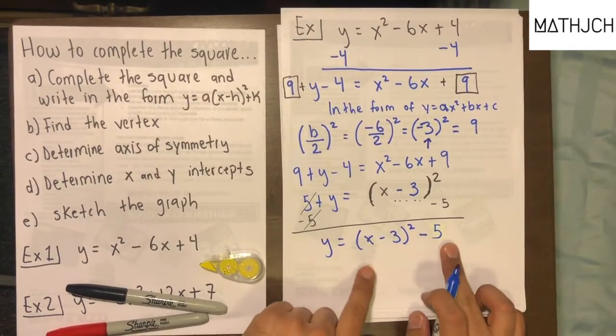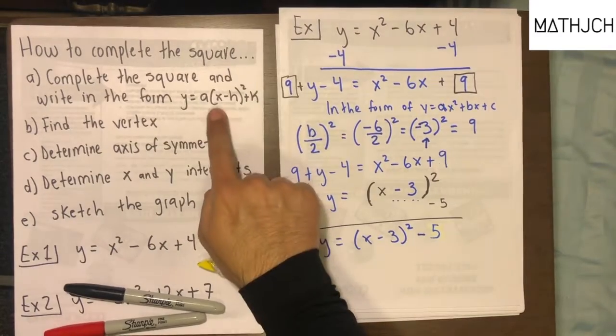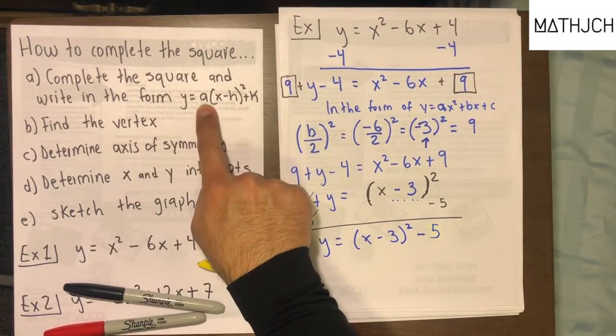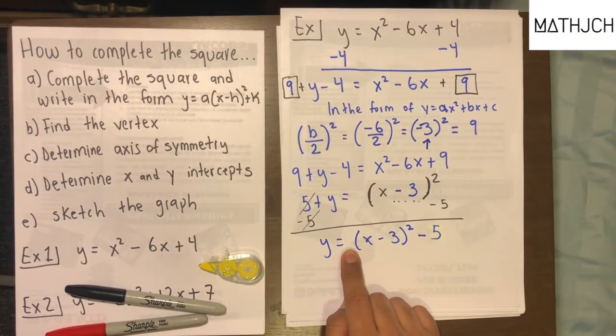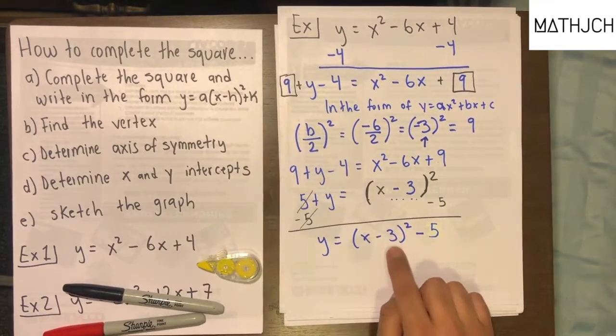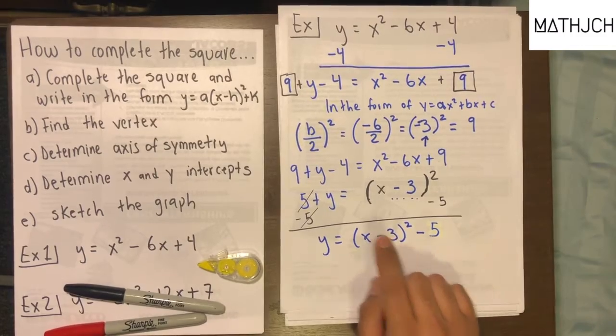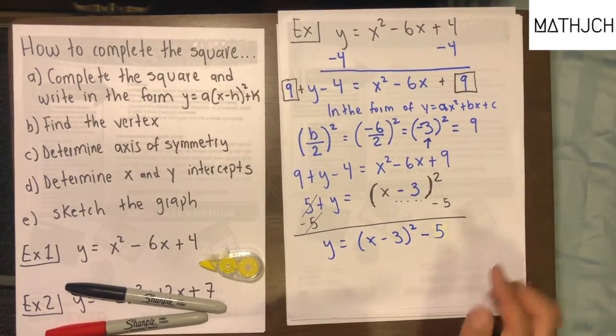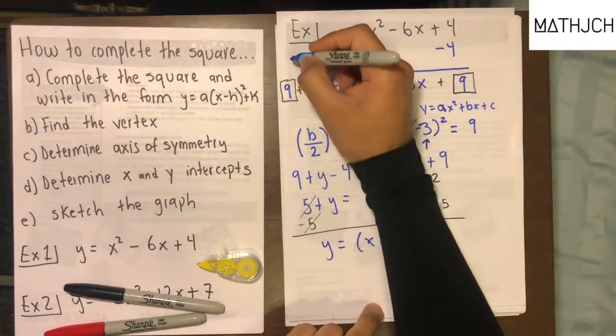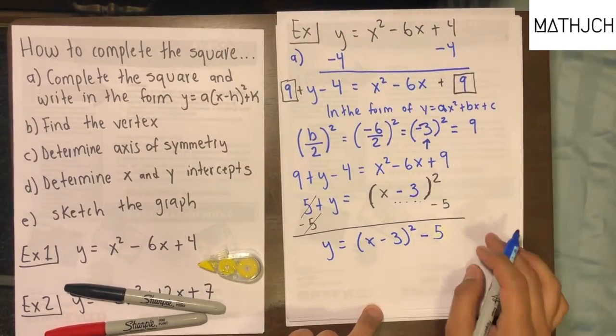Okay, now it's written in this form right here. Our a is the number in front of the parentheses, which automatically is 1. Our h value is a 3. Our k value is a -5. So that's part A. Okay, let's put part A there.